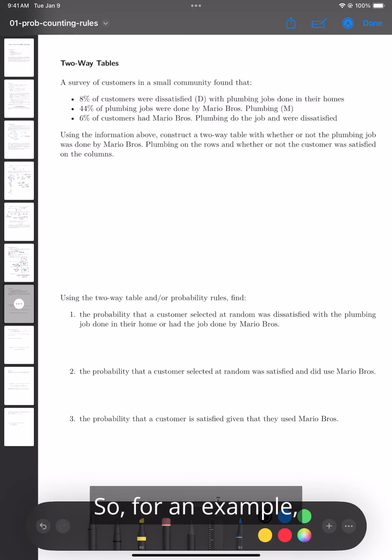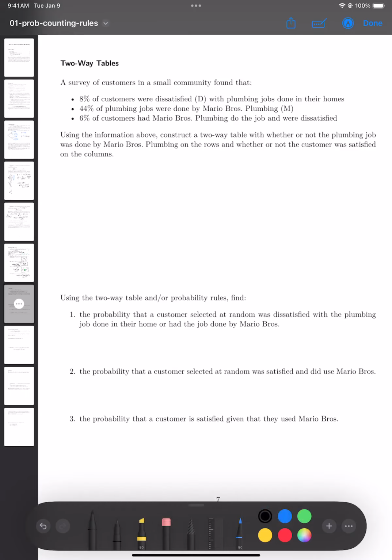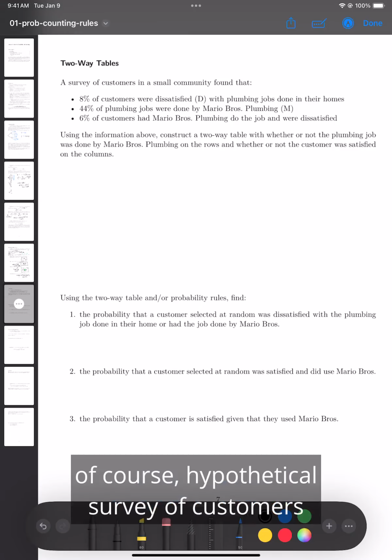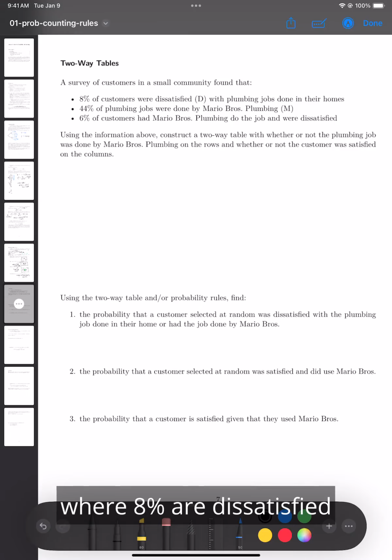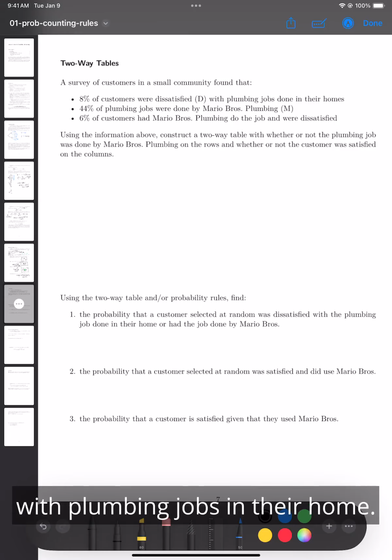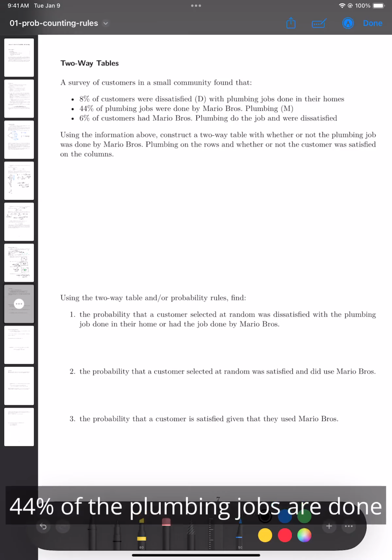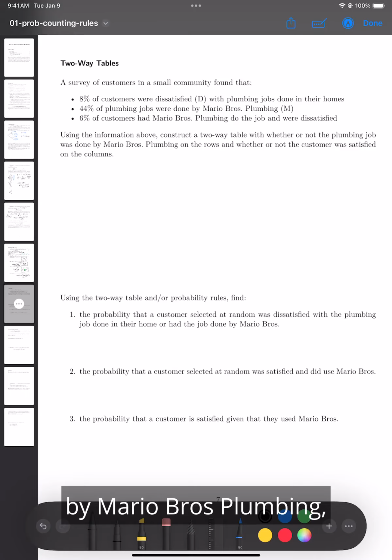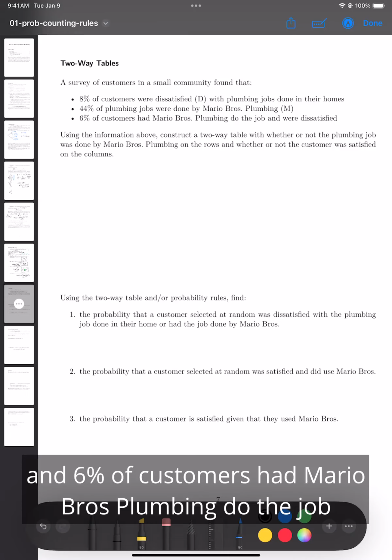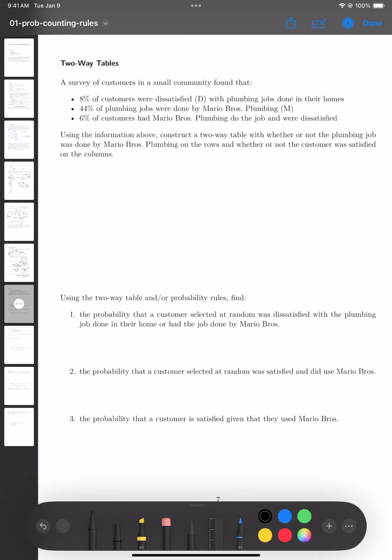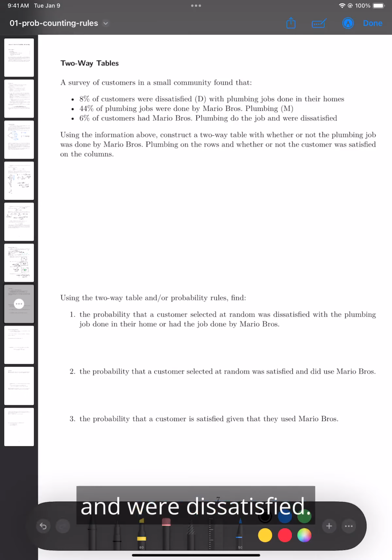So, for an example, we are given this, of course, hypothetical survey of customers where 8% are dissatisfied with the plumbing jobs in their home, 44% of the plumbing jobs are done by Mario Bros. Plumbing, and 6% of customers had Mario Bros. Plumbing do the job and were dissatisfied.